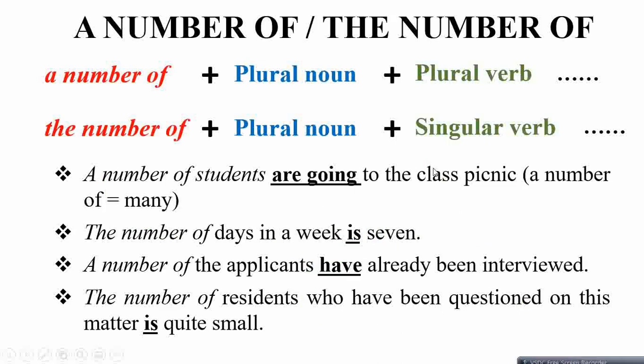The number of days in a week is 7. So the number of days, अब the number के बाद आपका plural noun days आता है and this will be followed by a singular verb, is 7. Then a number of the applicants, a number of plural noun, the applicants have already been interviewed.